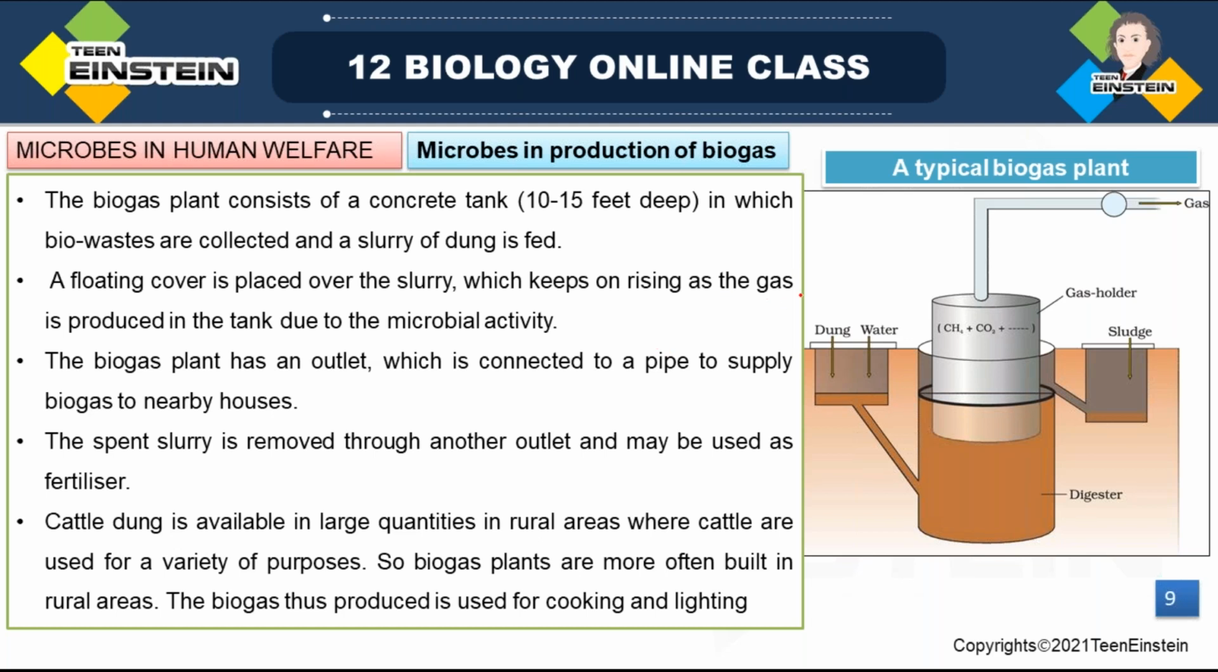So let us discuss a typical biogas plant. You can see the picture of the biogas plant here. This is the biogas plant. In this case, the biogas plant has a concrete tank, and in that concrete tank all these bio wastes are getting collected, and a slurry of dung is fed.